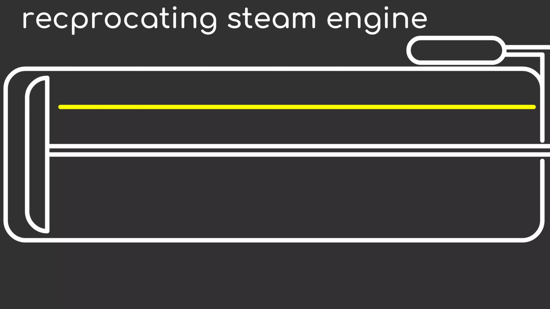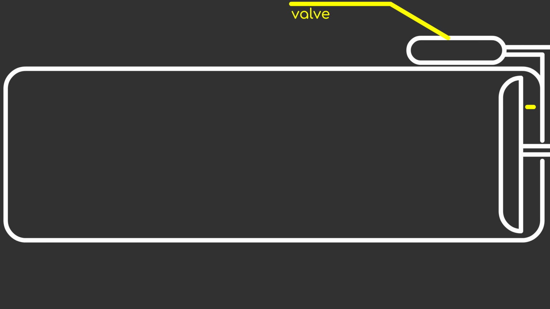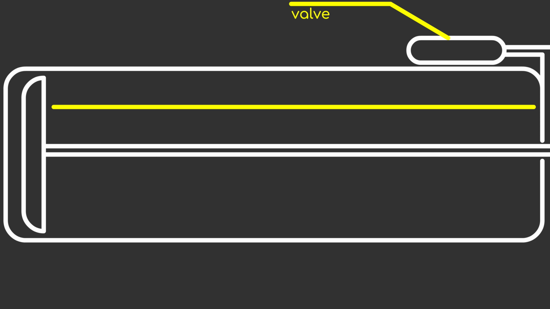In a reciprocating steam engine, the steam is admitted to the cylinder through a valve at one end of the cylinder. The steam pushes against the piston, causing it to move towards the other end of the cylinder. As the piston moves, it drives a crankshaft, which rotates in the opposite direction. When the piston reaches the other end of the cylinder, the steam is exhausted through a valve at that end of the cylinder. The piston is then pushed back to the original end of the cylinder by a spring or counterweight, which is called a counterbalance.